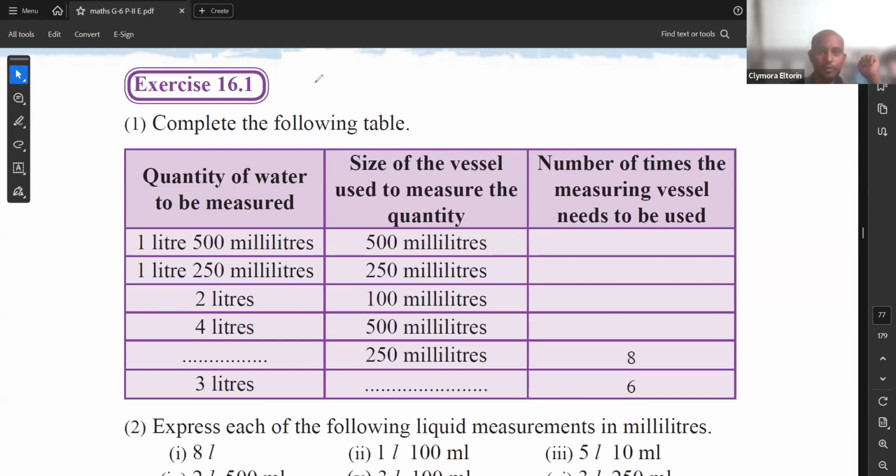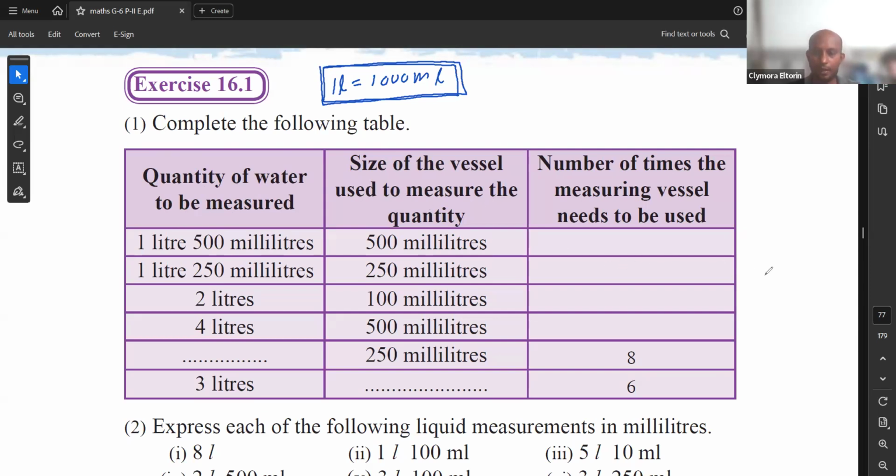Now what we know is that 1 liter equals 1000 milliliters. This is what we learned now. So let's see. Quantity of water to be measured, right? This is the question. Size of vessels used to measure the quantity.